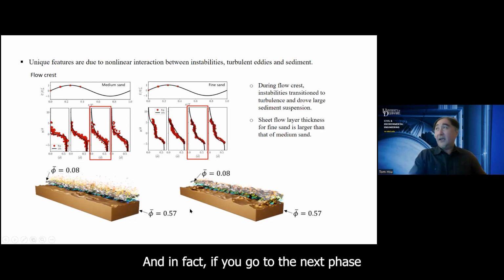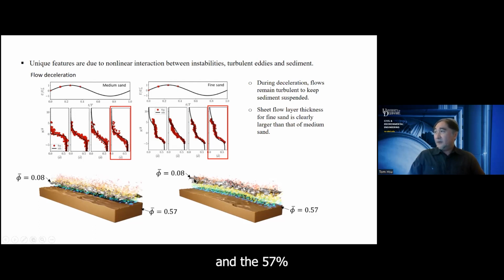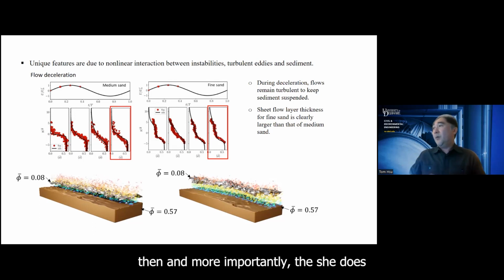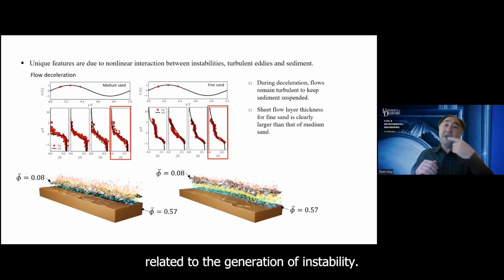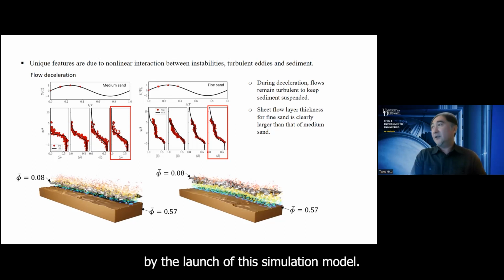And in fact, if you go to the next phase, the deceleration phase, you see that the distance between the 8% and the 57% isosurface is really large. And this is a really large transport layer thickness, unique for fine sand. But if you compare with the median sand, the thickness is much smaller. So generally we believe that our model really reproduces the observed difference between the median sand and the fine sand, and more importantly, the sheet layer thickness, which is apparently related to the generation of instability that's very unique, but could be reproduced by the large eddy simulation model.